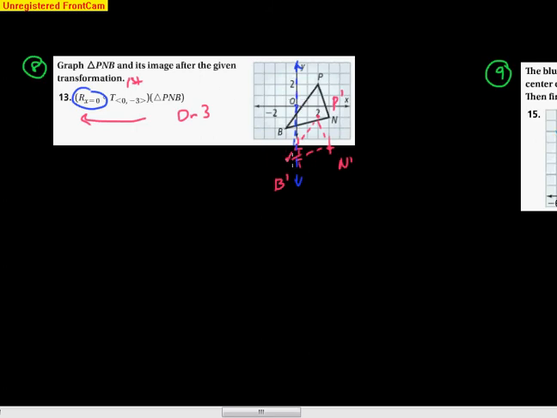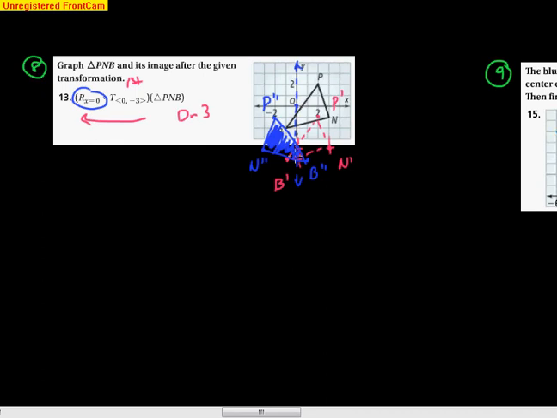And again, we just count. So B prime is 1 away, so come over here. There's B double prime. N prime is 1, 2, 3 away, so go 1, 2, 3 away. There's N double prime. P prime is 1, 2 away, so go 1, 2. There's P double prime. And again, I'm sorry it's hard to see, but there is your double prime figure, the final image after this glide reflection.